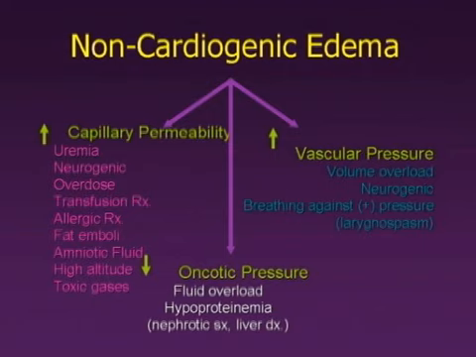Vascular causes, some of these overlap. Neurogenic edema causes both capillary permeability and increased vascular pressure. Increased vascular pressure is also noted when there's breathing against positive pressure. This can happen with laryngospasm as a drug reaction. It can also happen with strangulation and hanging injuries, suicides, and so forth. Finally, decreased oncotic pressure can happen, first of all, when there's fluid overload with a hypotonic fluid, but also if there's hypoproteinemia, either due to nephrotic syndrome, protein losing situation, or if there's liver disease and hypoproteinemia due to that.